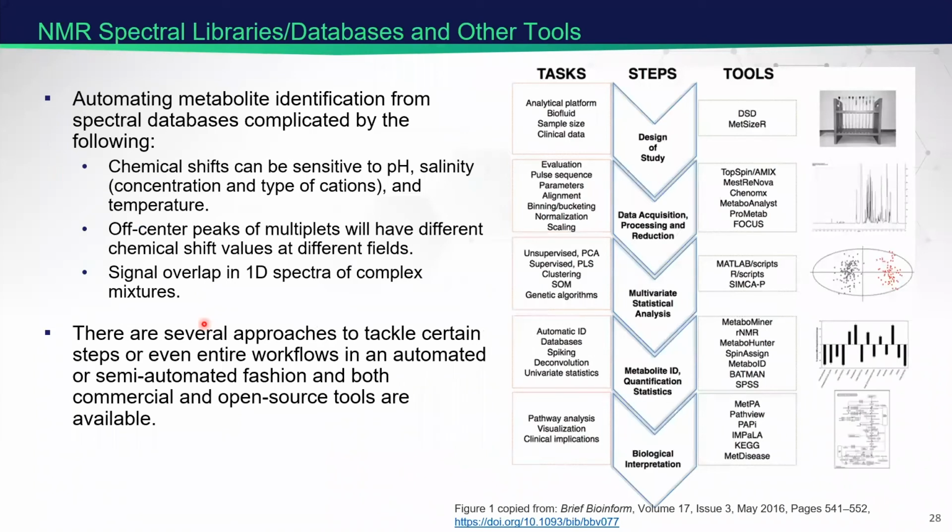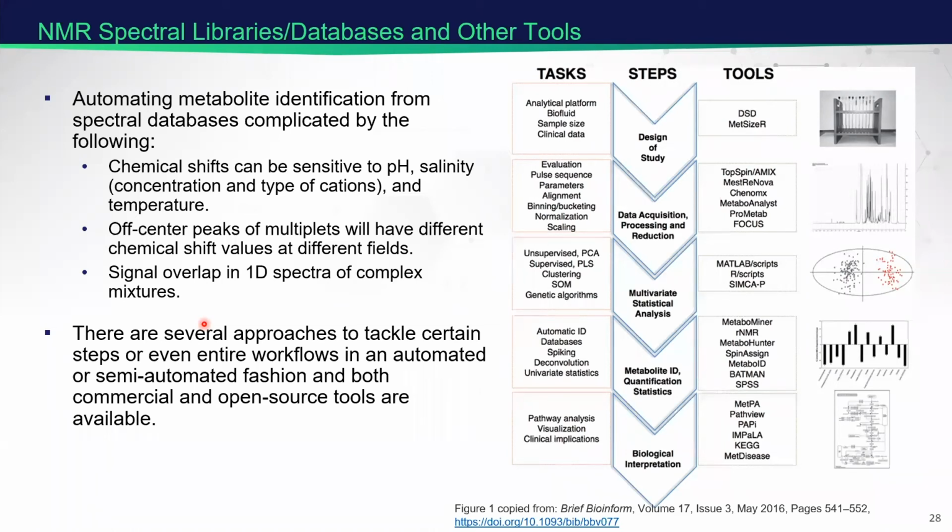And so, automating steps in metabolite identification: NMR is great for high throughput data acquisition. When it comes to automating metabolite identification from spectral databases, in addition to the limitations based on them not being as populated, chemical shifts can be sensitive to pH, concentration, types of cations when it comes to salts, and temperature. If you measure things at different fields, you'll see small adjustments, especially where multiplets are concerned, because they'll have slightly different chemical shift positions. Those are predictable, but you still have to predict them when you're approaching the analysis. And of course, signal overlap in 1D spectra can make things complicated.